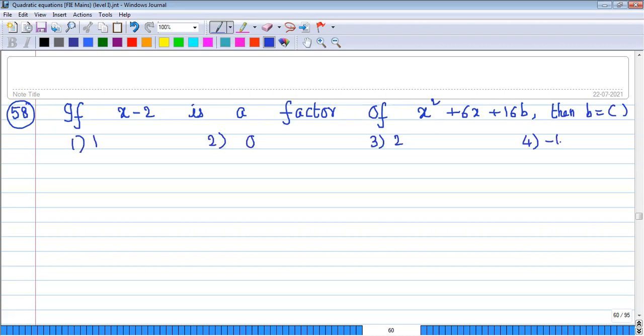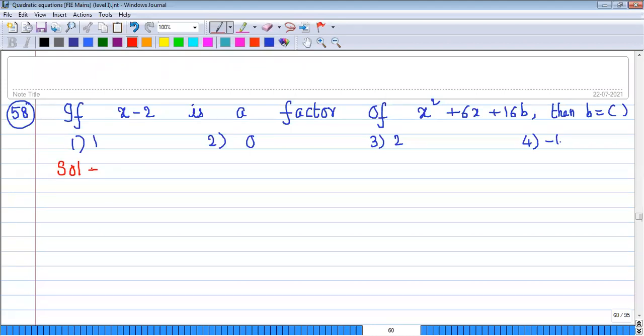I need to discuss one basic fact regarding this one. If x minus 2 is a factor of x square plus 6x plus 16b, obviously 2 is the root of the corresponding equation x square plus 6x plus 16b is equal to 0. So zeros of the polynomial, for example, alpha comma beta are the zeros of a quadratic polynomial. Obviously, alpha comma beta become the roots of its corresponding equation. The corresponding equation is also called the auxiliary equation in mathematical terms. Okay, now we can write like this.